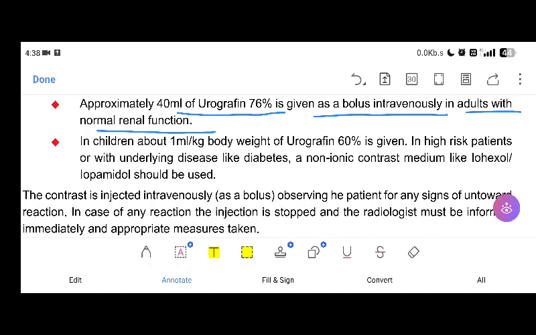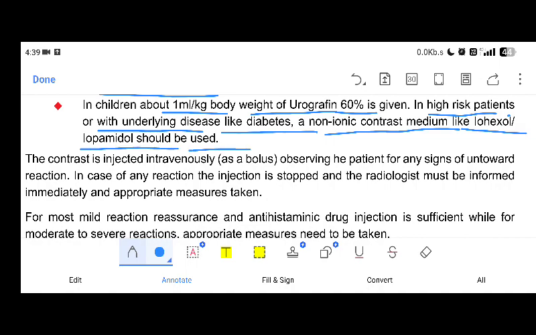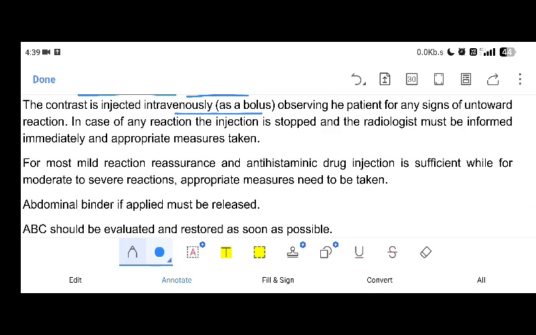In children, about 1 ml per kg of body weight of Urografin 60% is given. In high-risk patients and those with underlying disease like diabetes, a non-ionic contrast medium like iohexol or iopamidol should be used. The contrast is injected IV as a bolus, observing patients for any signs of reaction.